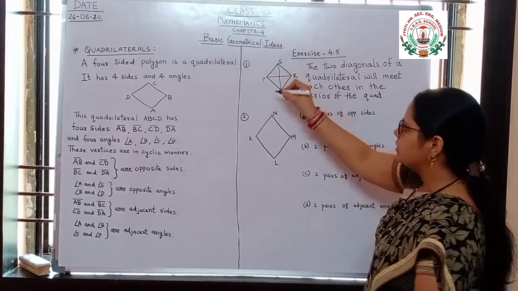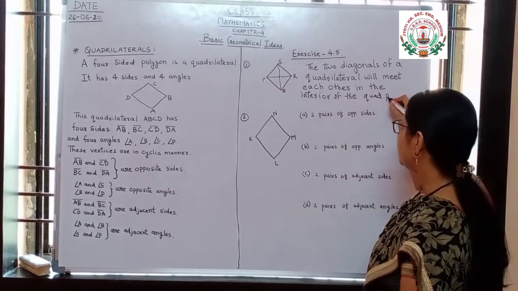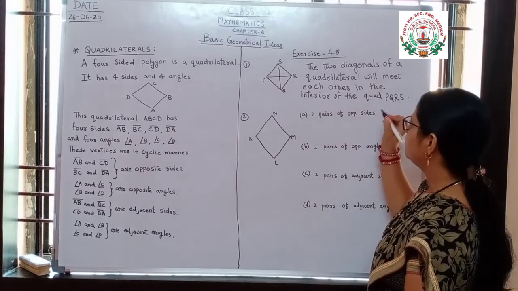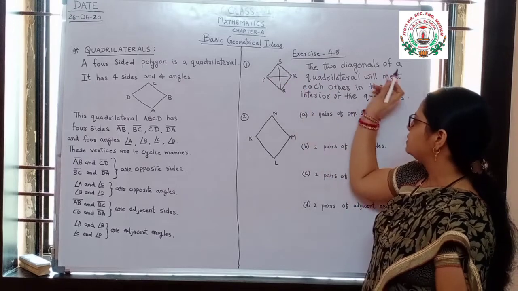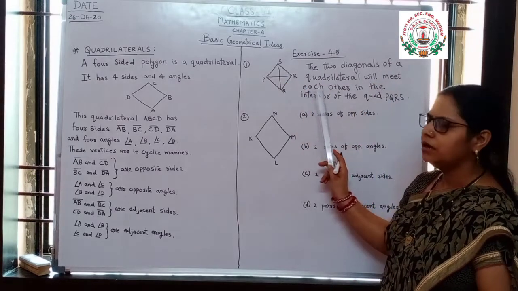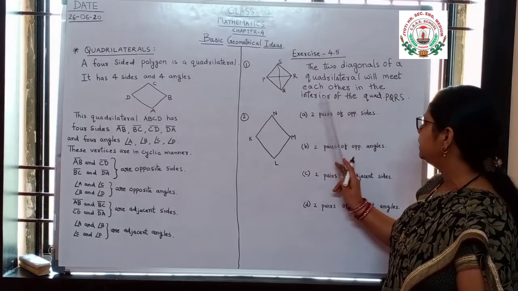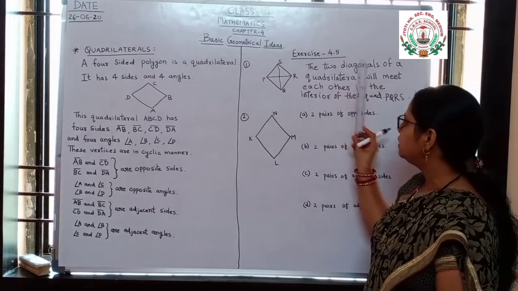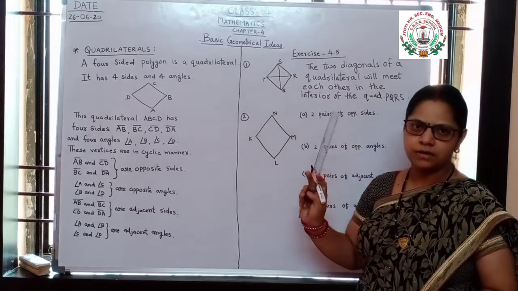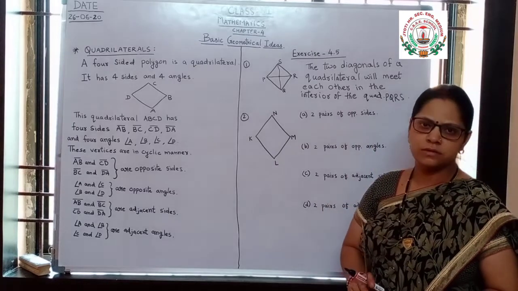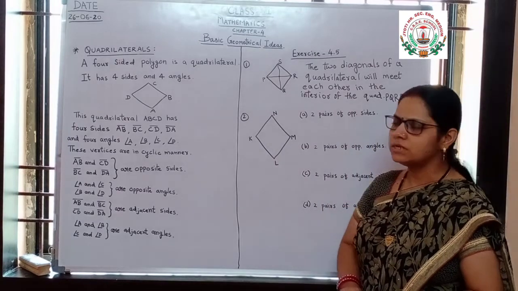You can take the name of it because the name of the quadrilateral PQRS is given in the question. The two diagonals of a quadrilateral will meet definitely each other in the interior of the quadrilateral. It will not meet at the exterior. It will meet in the interior of that quadrilateral. A name is given in the question, so we have written the name PQRS. So this first question is clear.